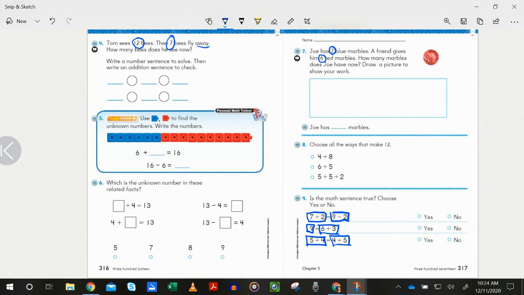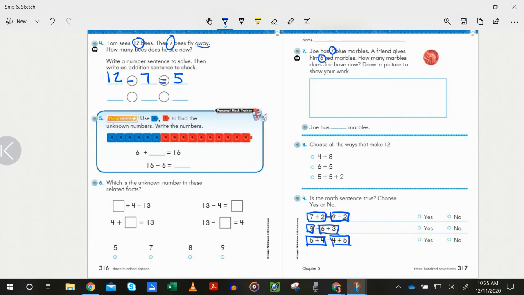Okay, so this part's very important that you follow along all the way. So back to number 4, it says Tom sees 12 bees and 7 fly away. So we're going to have 12 as our whole minus 7 because 7 fly away. And that will leave us with 5.